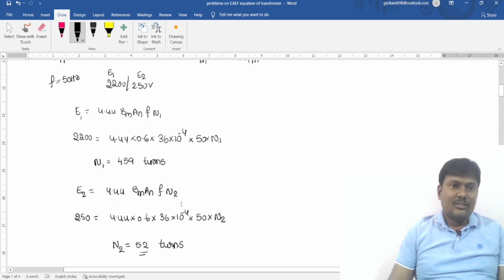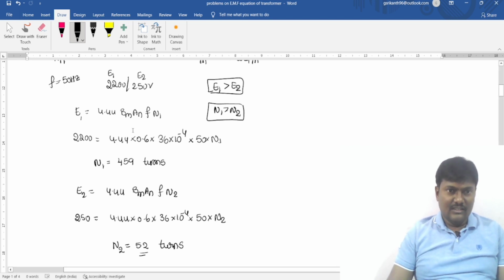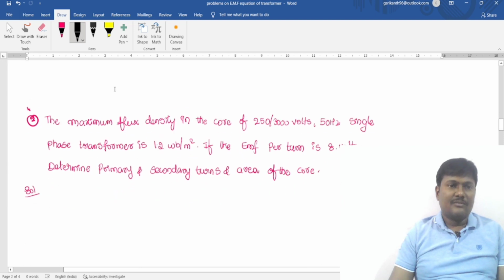Okay, so the primary induced EMF E1 is greater than the secondary induced EMF. That means N1 is greater than N2. Then only the answer is correct. Otherwise, the answer is wrong if N2 is greater than N1. Why? Because the primary induced EMF is greater than the secondary induced EMF.